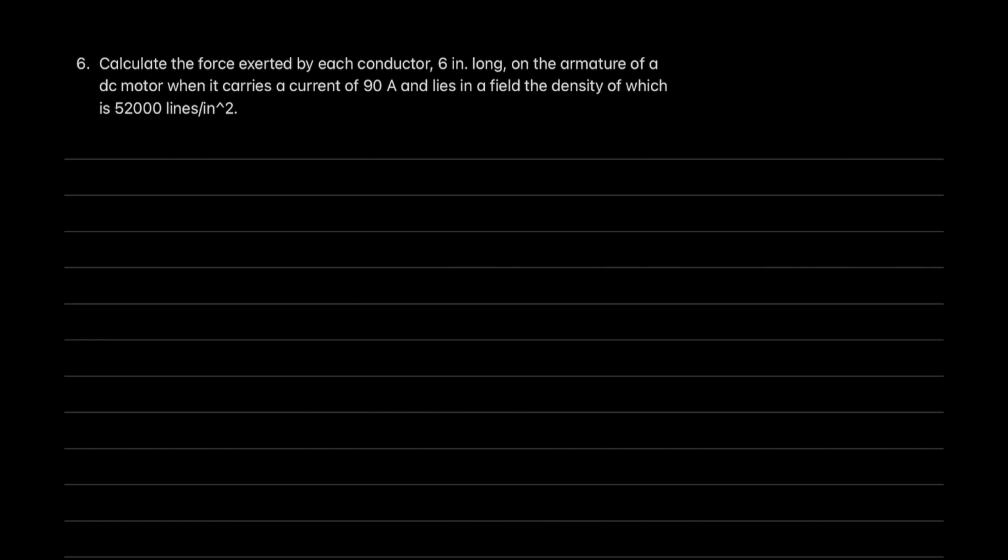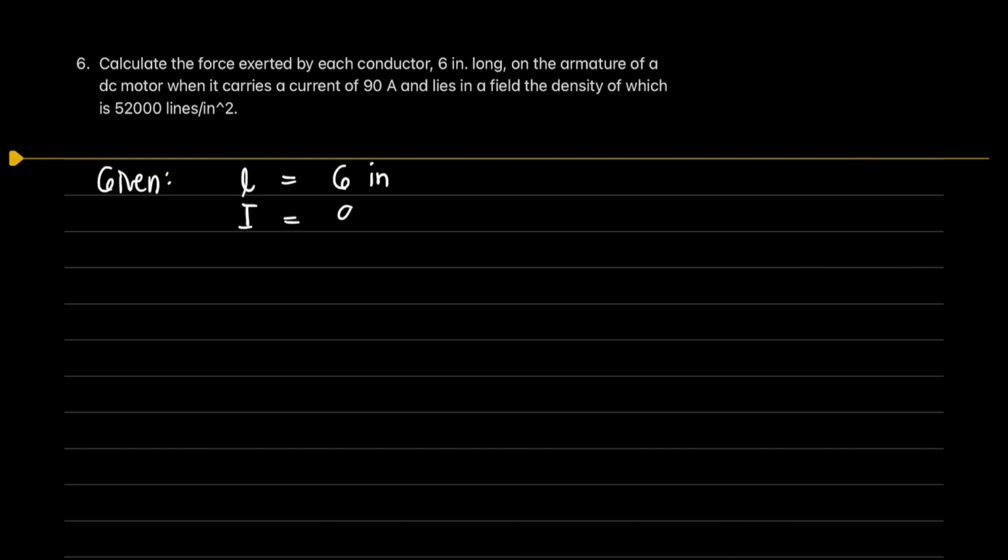So in this problem, the given are the length of each conductor, which is equal to 6 inches long, in the armature of a DC motor, the current that the conductor carries, which is equal to 90 amperes, and the field density, which is 52,000 lines per square inch. Now we are required to determine the force exerted by each conductor.